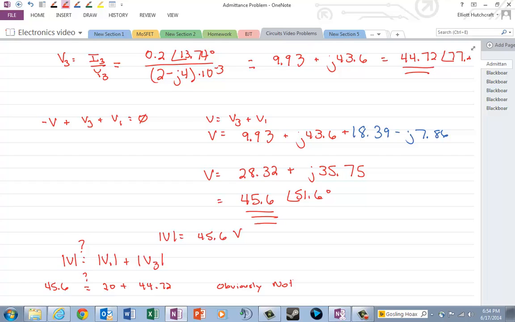So the total magnitude could be the two added together, but that's a special case when everything is in phase. In general, you should expect that that's not going to be the case for these complex circuits, I mean circuits with complex numbers in them, because you don't necessarily expect all of the voltages to have the same phase angle. Okay, so that's this first problem.